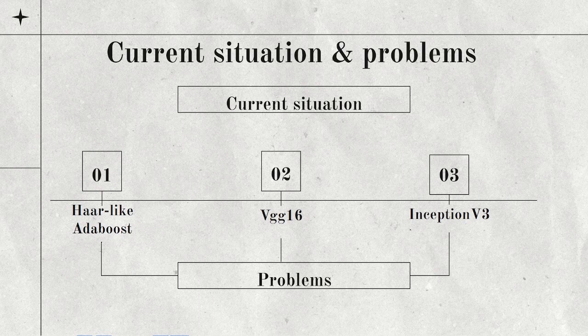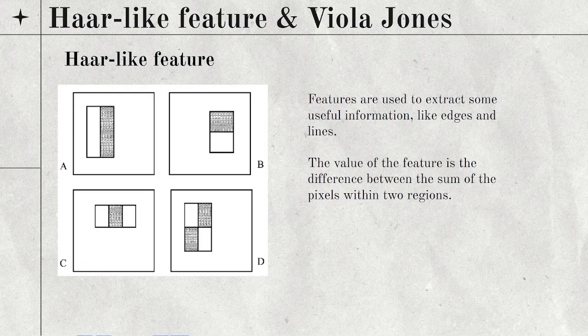We send our data into three different models: Haar-like features with AdaBoost, which is the Viola-Jones algorithm, VGG16, and InceptionV3. Start with the Viola-Jones algorithm. It uses Haar-like features to get the features. Features are used to extract some useful information, like edges and lines.